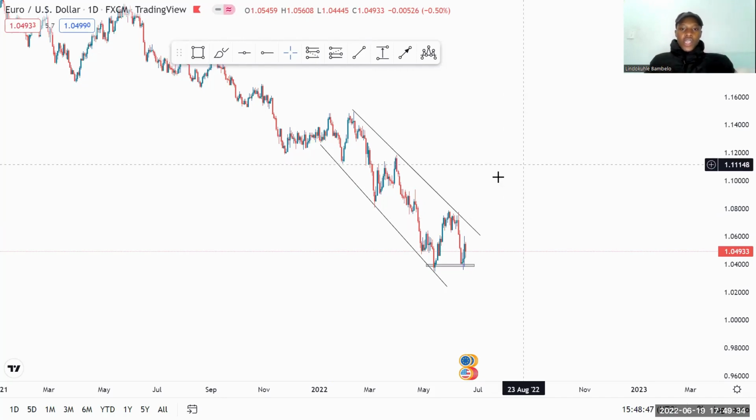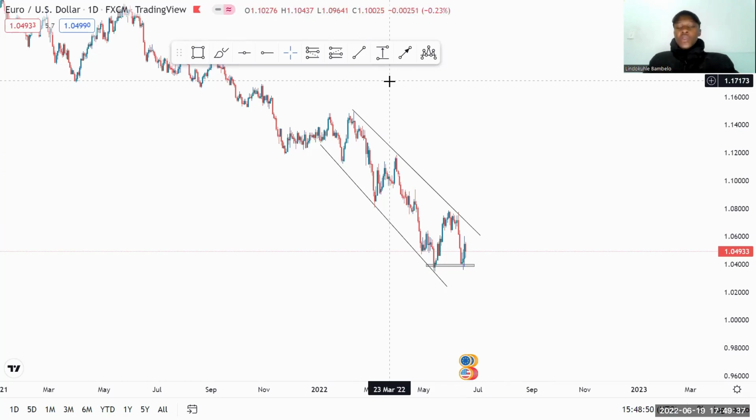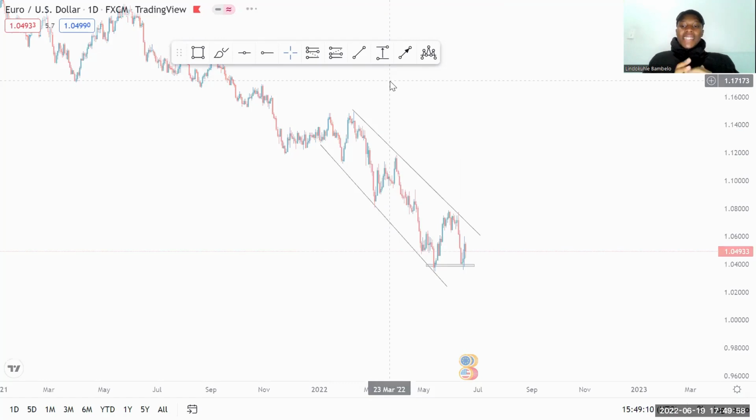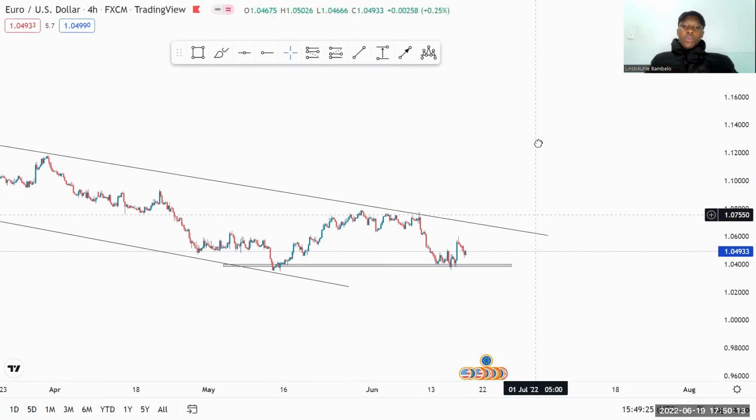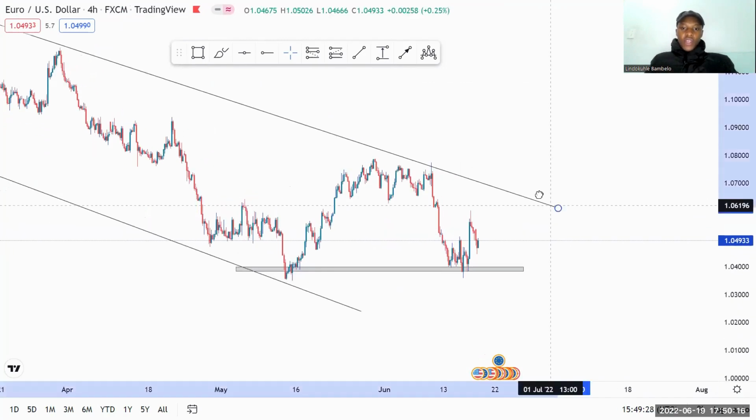So EURUSD will be a combination of how to find entries using support and resistance, candlesticks, and patterns, because I'm more of a pattern trader. I look at patterns, the structure, and everything. Because now I have my trend, I'll quickly go down to the 4-hour time frame to understand what is going on there. I will also take you through how I was able to catch those buying opportunities on EURUSD prior to the support level that I'm seeing over here.